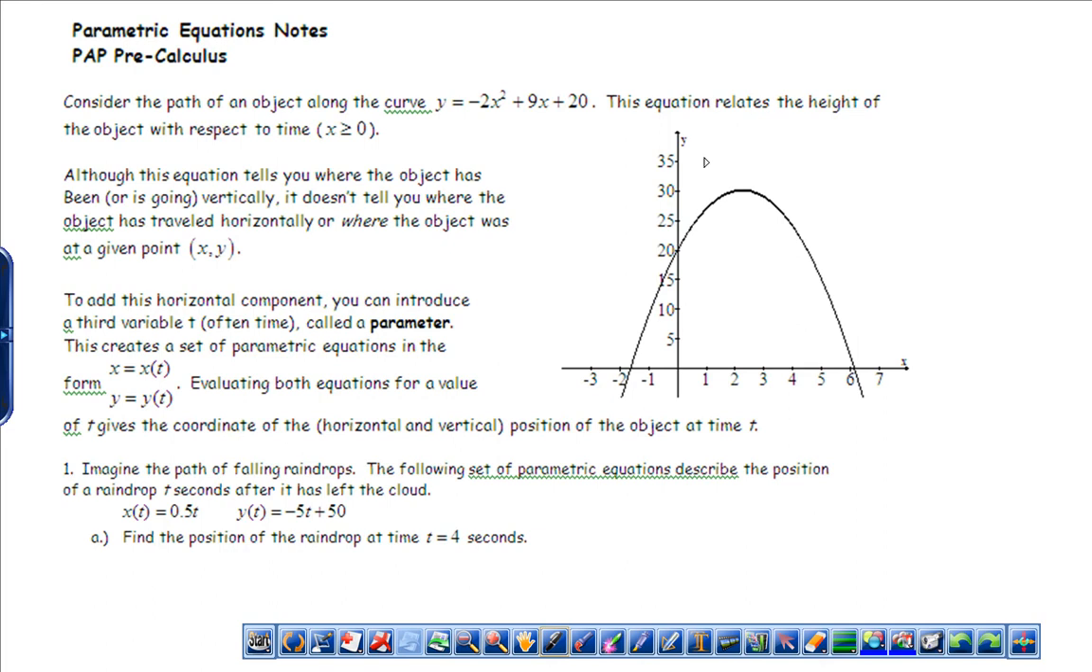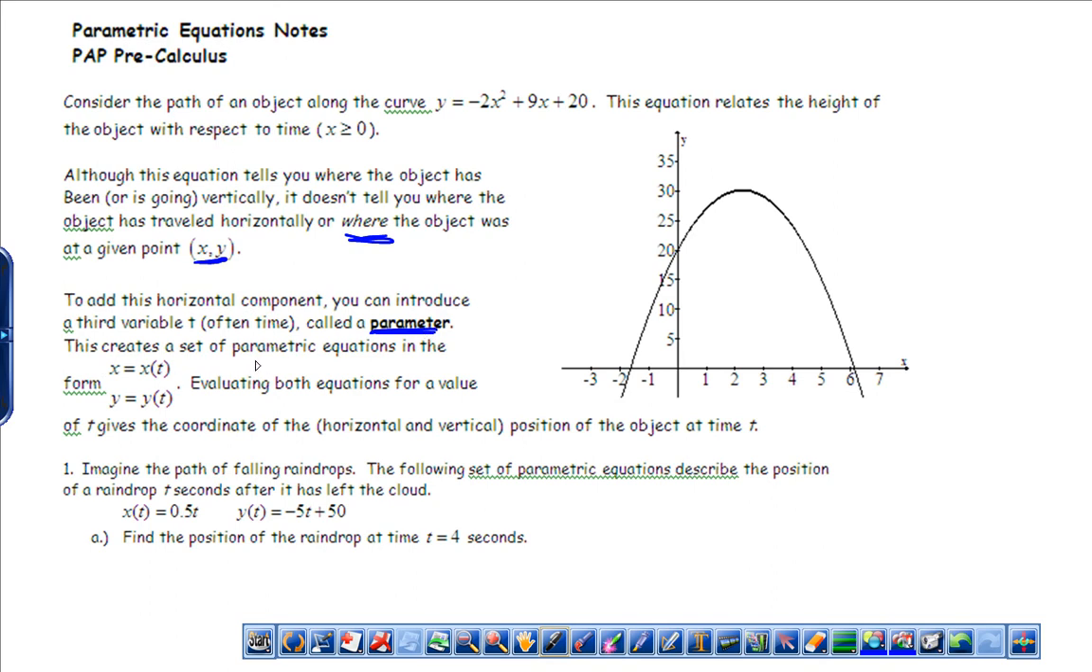It says, although this equation tells you where the object has been or is going vertically, it doesn't tell you where the object has traveled horizontally or where the object is going or was at a given point x comma y. I'm going to add to this horizontal component. You can introduce a third variable t. It's often time, and this is called the parameter.